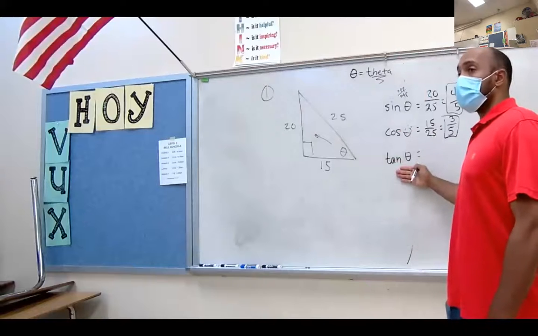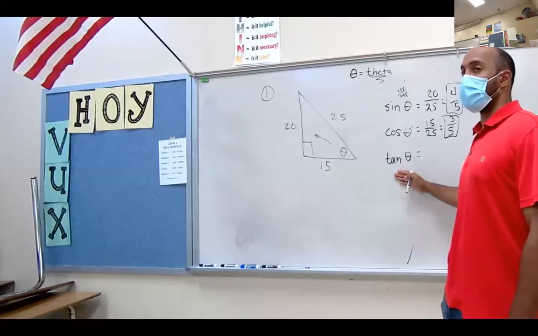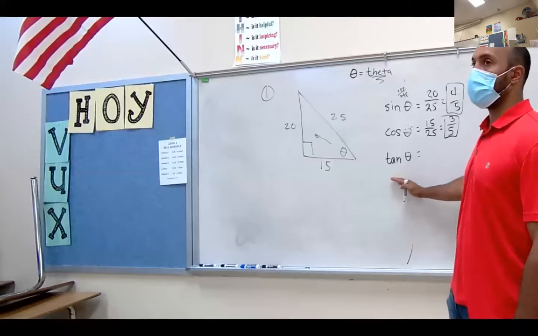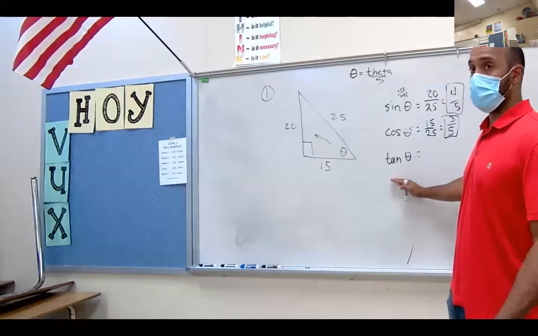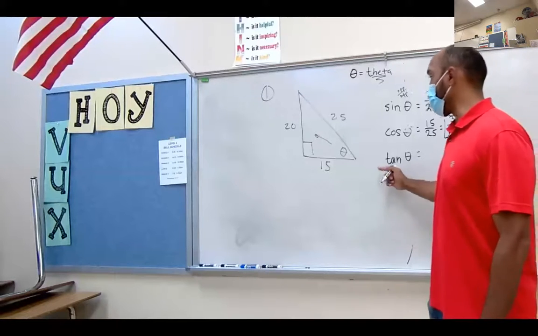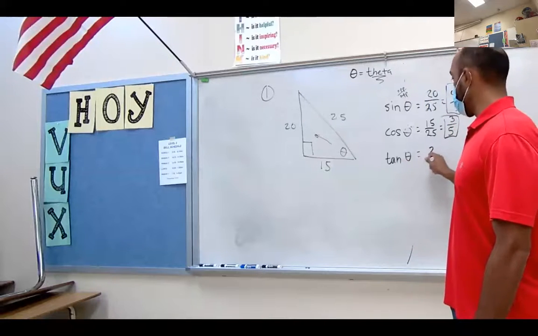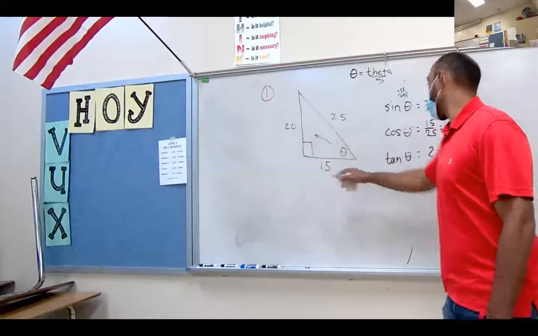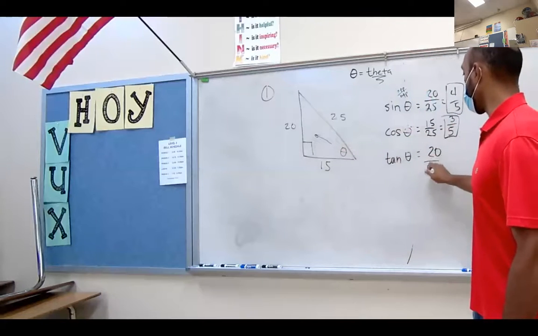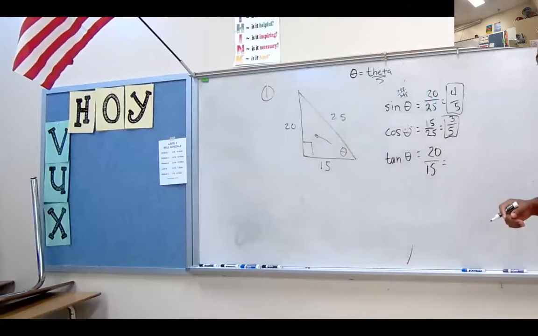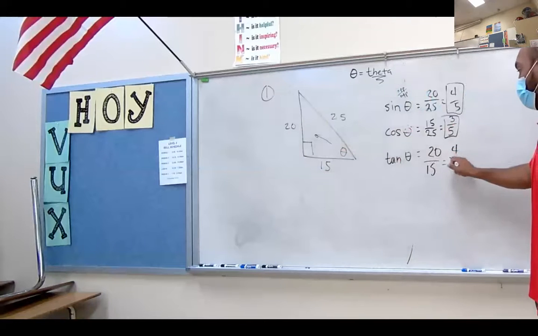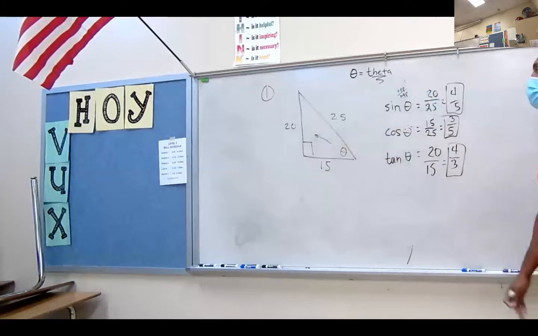Okay, tangent. It's what over what? TOA. Opposite over adjacent. So that'd be 20 over 15. Opposite over adjacent, the side right next to it. Divide those both by 5, and we get 4 over 3. All right. Now we do the opposites.